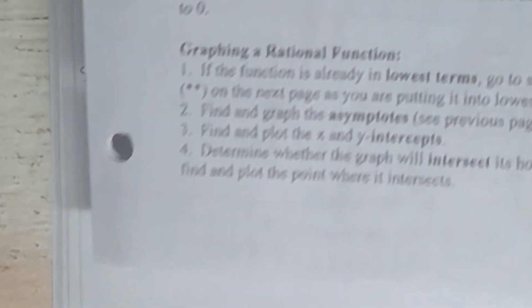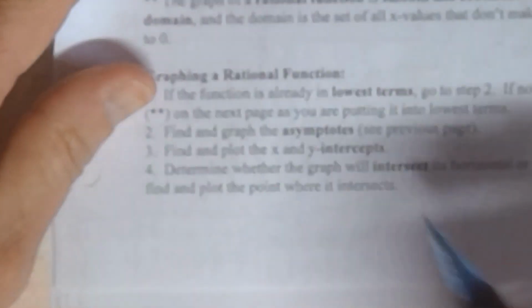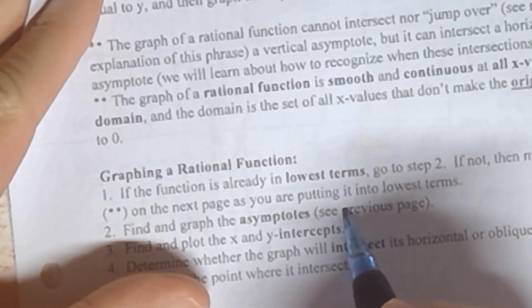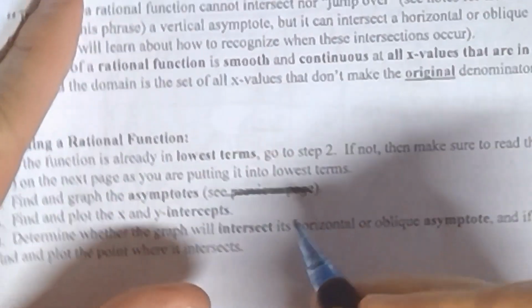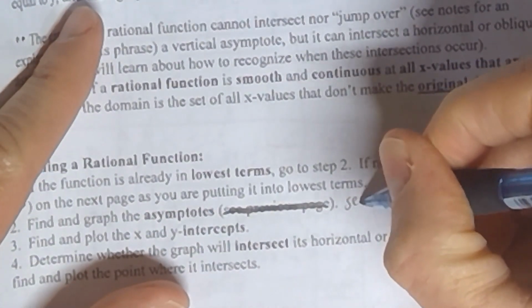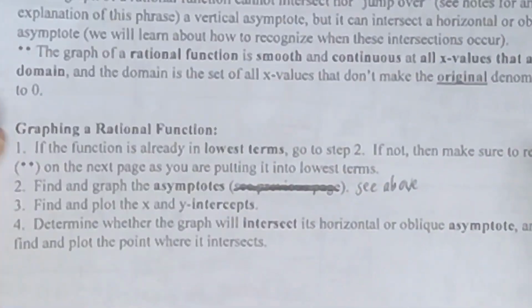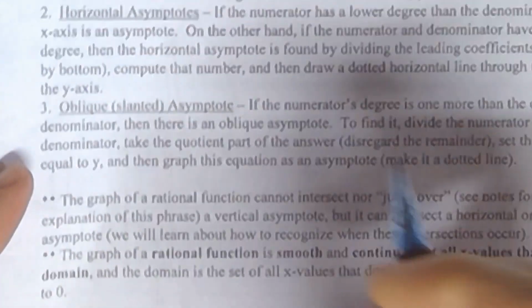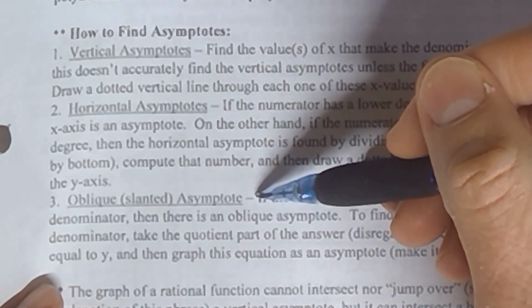It says in the second step right here, find and graph the asymptotes, and it says see previous page. All right, that's back. My pages were set up a little bit differently when I wrote that originally. What it should say is C above, okay? And why I say C above is because if you look above here, it talks about all three different types of asymptotes that we're going to have in these problems.